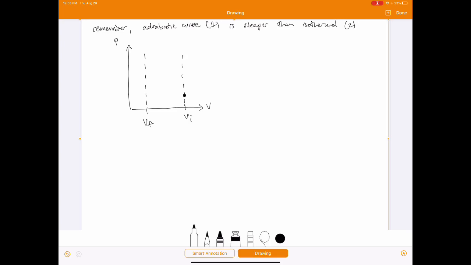Okay, so let's draw curve number 1. Something like this. And let's draw curve number 2. That's the isothermal. Again, it's less steep, so we'll draw it like this. So there's 1 and 2.